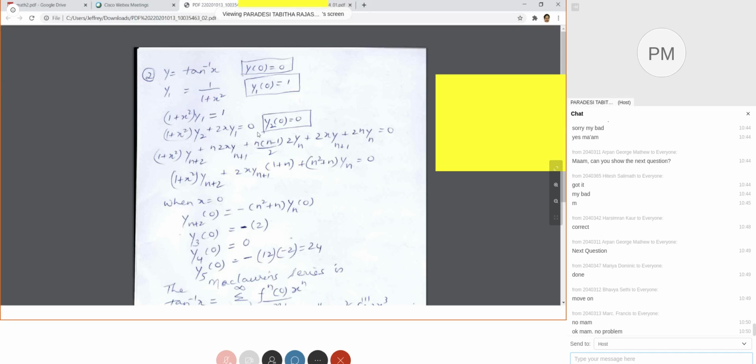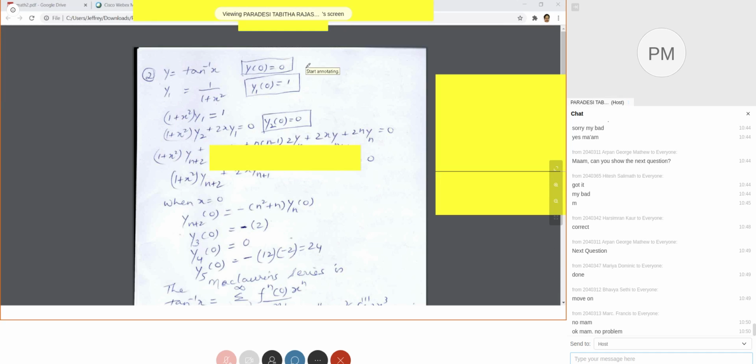Yeah, next question is about a tan inverse x. Quickly, wherever x is there, if you put a 0, do you get y of 0 to be 0? Confirm. Is y of 0 0? Tan inverse 0 is 0.